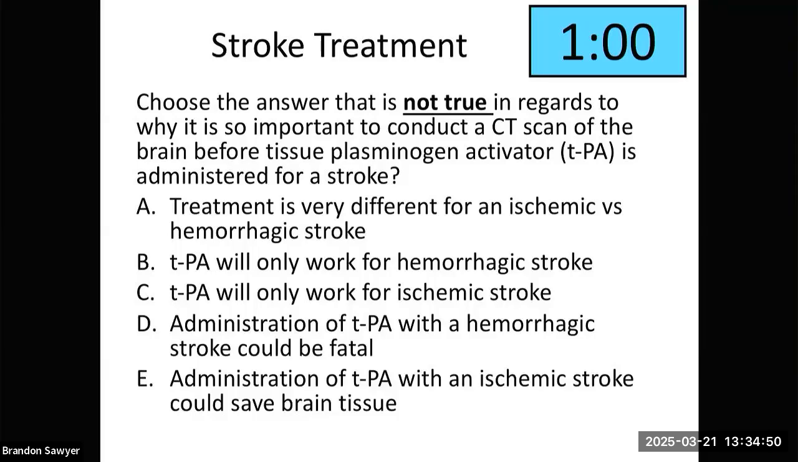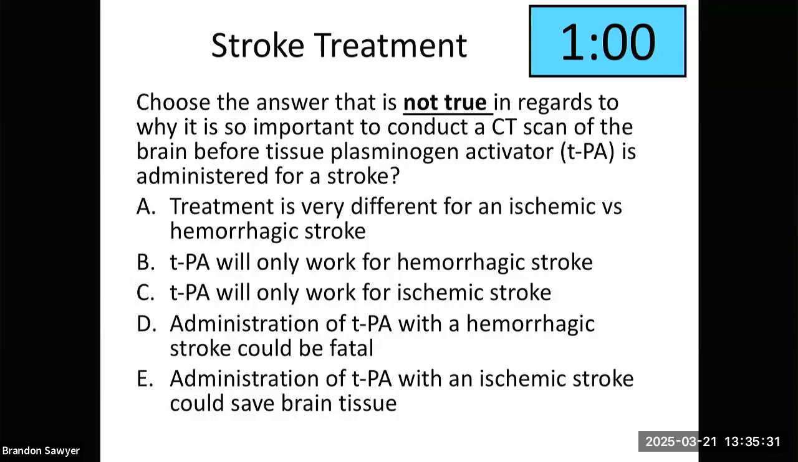The problem is with a stroke, a stroke can be one of two types. It can be a type that's caused by a blood clot, and then that blocks blood flow beyond that. That's called an ischemic stroke. Ischemia means lack of blood flow. Or it can be a hemorrhagic stroke, where a blood vessel in your brain breaks open. If it's a hemorrhagic stroke and you give somebody TPA, that's not a good thing, because we're trying to get that bleeding to stop in the brain. You give them TPA and you're just creating more bleeding. So with stroke treatment, they're always going to do a CT or an MRI first to see which type of stroke it is, whether it's a hemorrhagic or ischemic stroke.